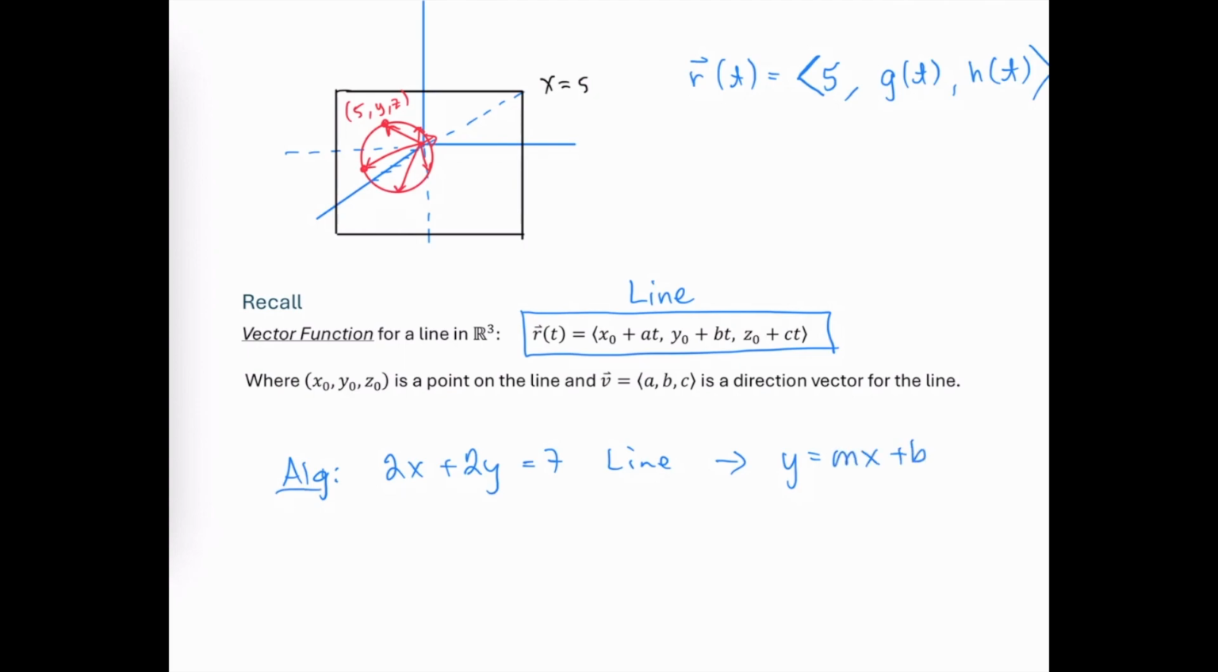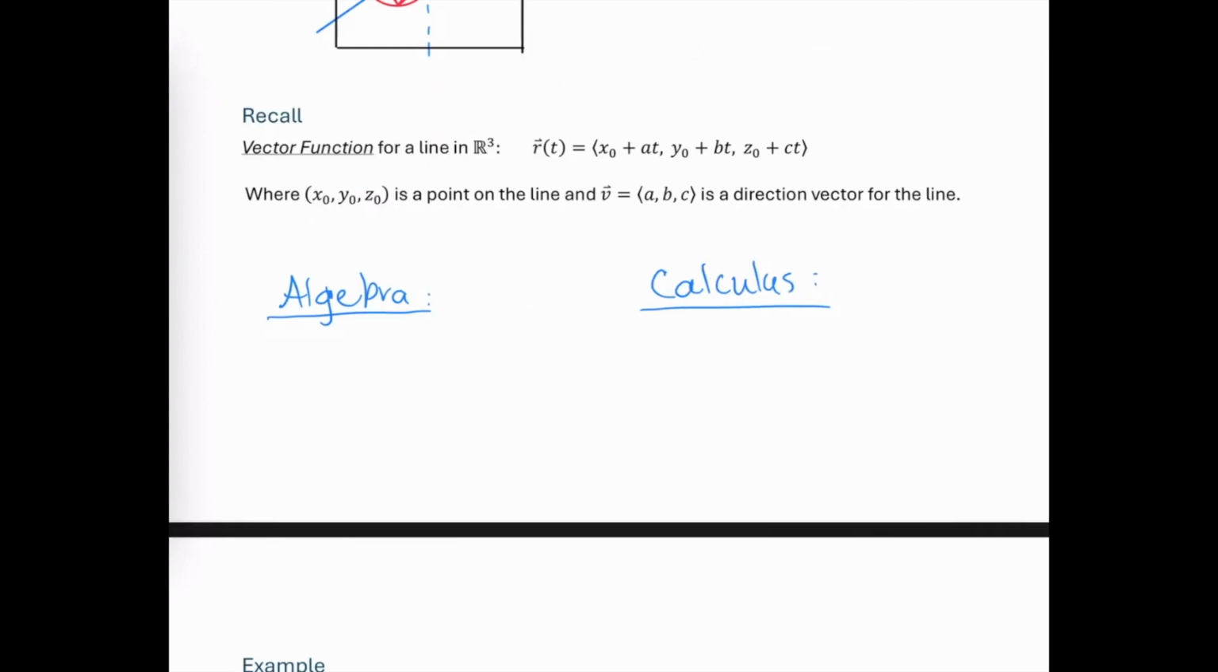This is something that we have simply memorized, right? We know that if we have two variables, x and y, and both of them are raised to the positive 1 power, then this is a linear equation in two variables, and it's going to have a graph that's a line. Similarly, in our multivariable calculus class, we need to recognize that this is the form of a line in three-dimensional space.